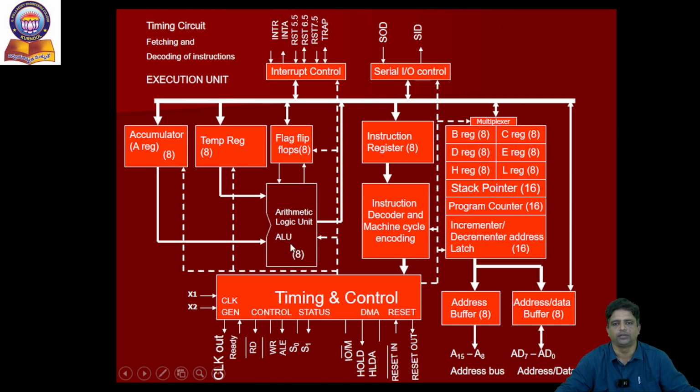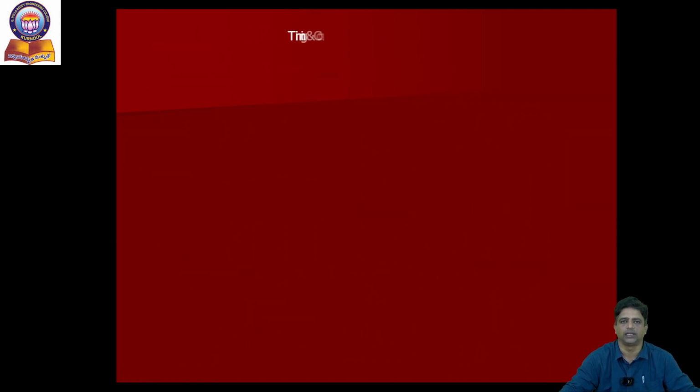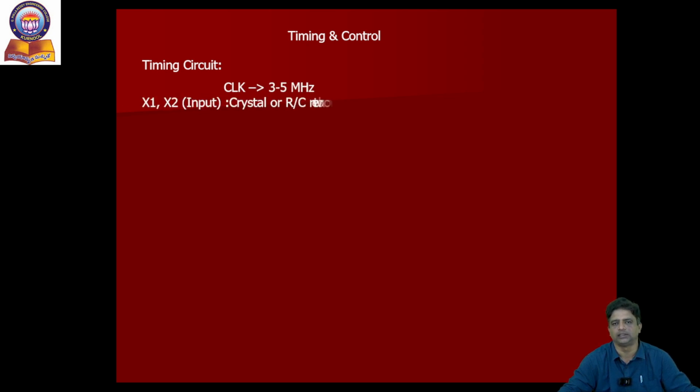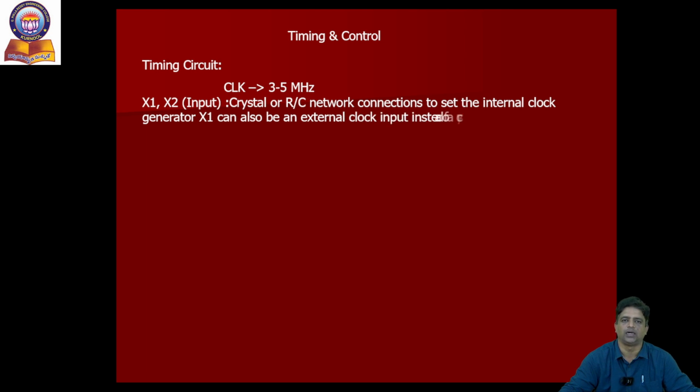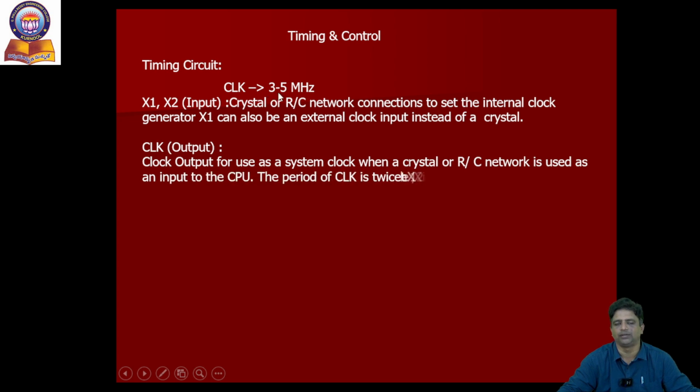So if we look in detail at each part of this architecture, we could have a simple statement arrangement for each pin represented here. So the discussion could be carried out with the first block as timing and control. What are the things that we find in the architecture representation after power supply is given? The very first thing we would like to see is the clock arrangement. The range given for the 8085 microprocessor clock will be 3 to 5 megahertz.